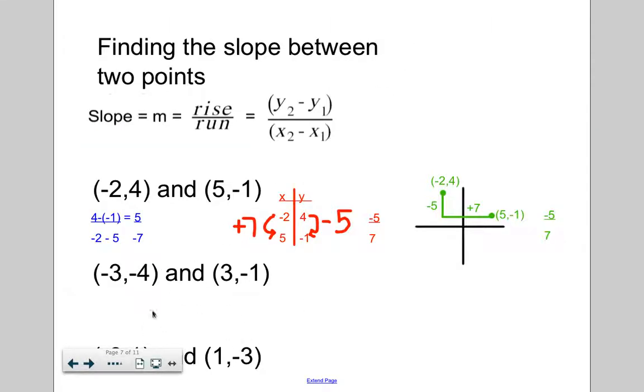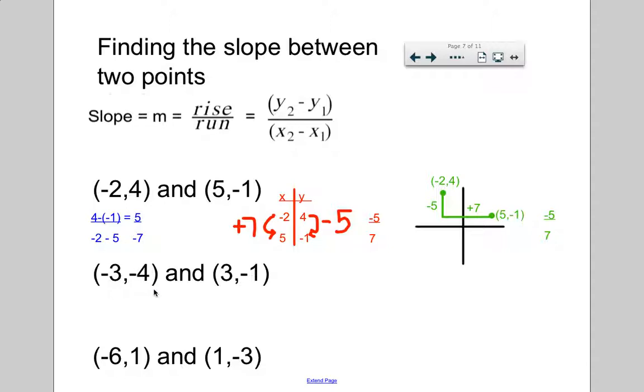As we come over here, I gave you 2 points and asked you to find the slope. Now you can use this formula, which we showed on the first slide. And I did that here in blue, where I took the y-coordinate of the first point and subtracted the y-coordinate of the second point, and put that over the x-coordinate of the first point minus the x-coordinate of the second point, and the slope is negative 5/7.